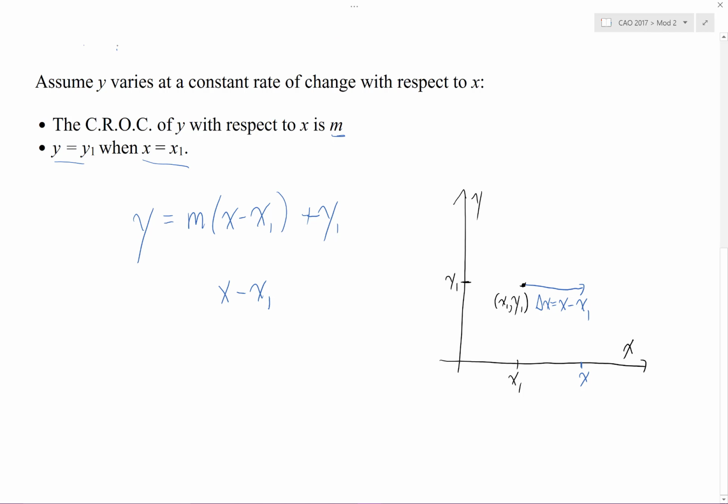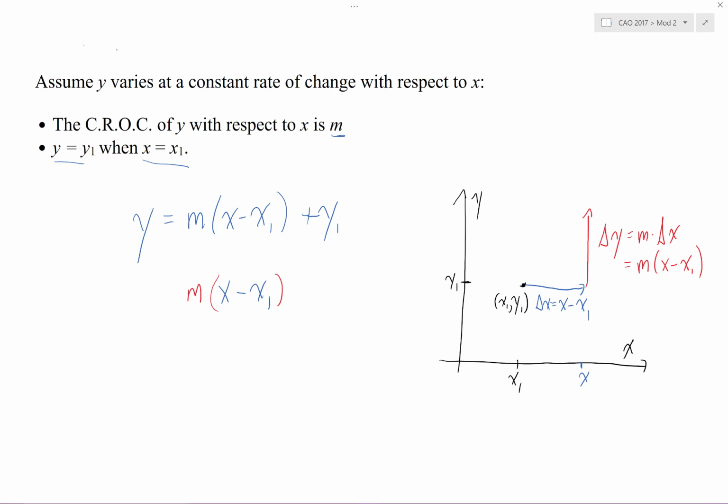Now, to compute the corresponding change in y, so y changes by some amount, and this change in y is m times as large as the change in x. So this change in y is equal to m times (x minus x1). So if we multiply x minus x1 by m, we get the change in y.